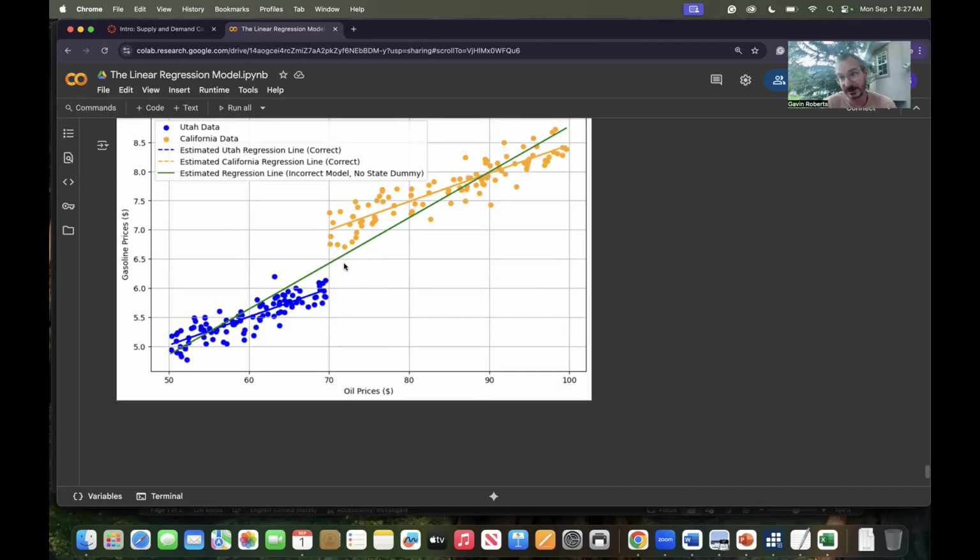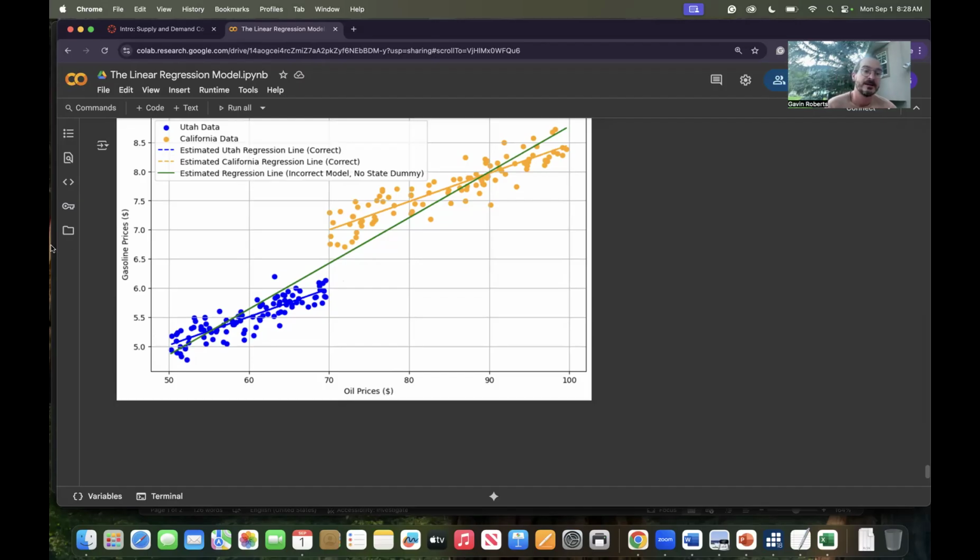This is a very important example in economics and econometrics. That's another one of those things that's often ignored. And it depends on what your goals are if it's a problem to ignore this. If we were to say the slope of the green line represents the slope between oil and gas, we would be wrong. It's too steep. And the reason we would be wrong is because of missing variable bias. We have not included the important information that this data comes from two different states, Utah and California.